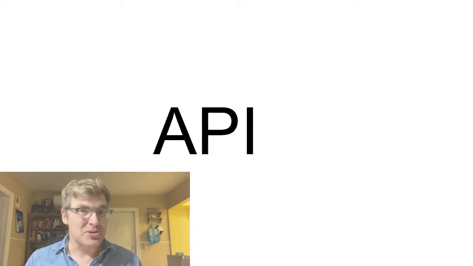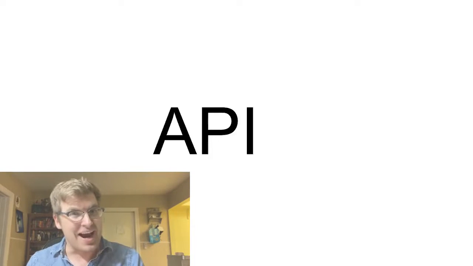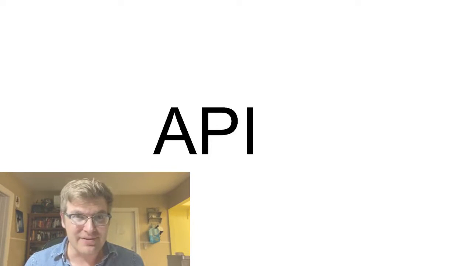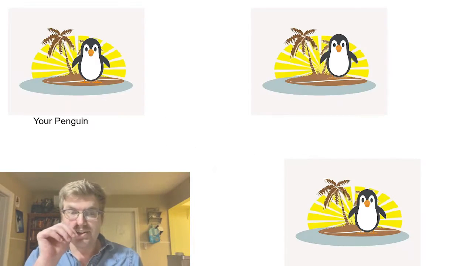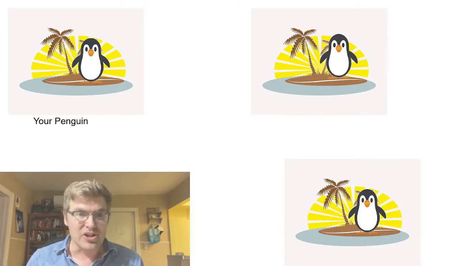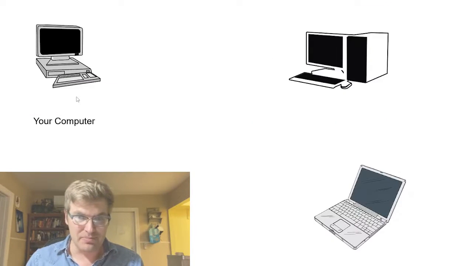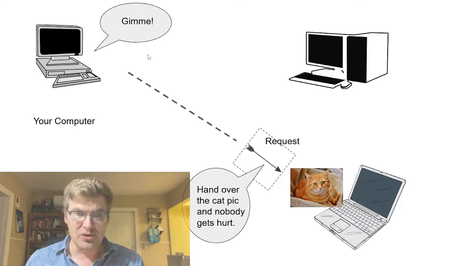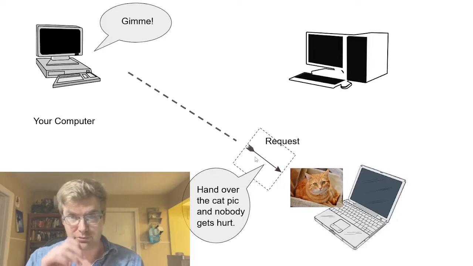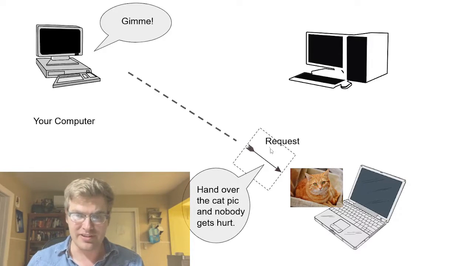API does not actually stand for Adorable Penguin Island. API actually stands for Application Programming Interface. So instead of penguins, we're talking about computers. We're talking about your computer over here and other computers that are connected to the internet. So let's say this computer over here has a picture of a really cute cat and you want it. So you say, cute cat, gimme. So you send a request. Remember, penguins fired arrows and computers fire off something called a request. It's just a little data package that they send over the internet.